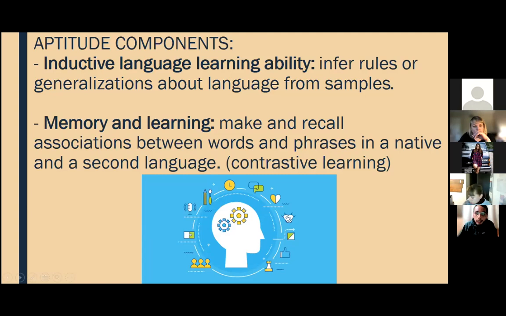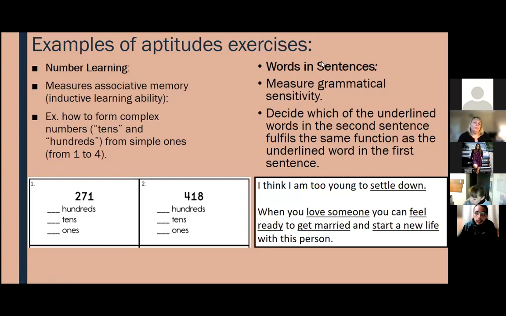So, in order to finish, I would like to share some examples related to the components and the facts that aptitude involves. For example, we have questions like number learning that measures associative memory, in which students infer the rules and generalize them. The example here is how to form complex numbers, tens, and hundreds from simple ones.